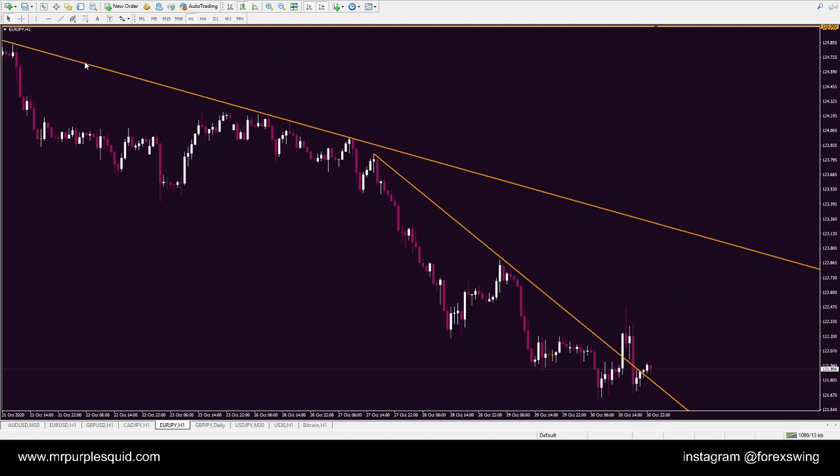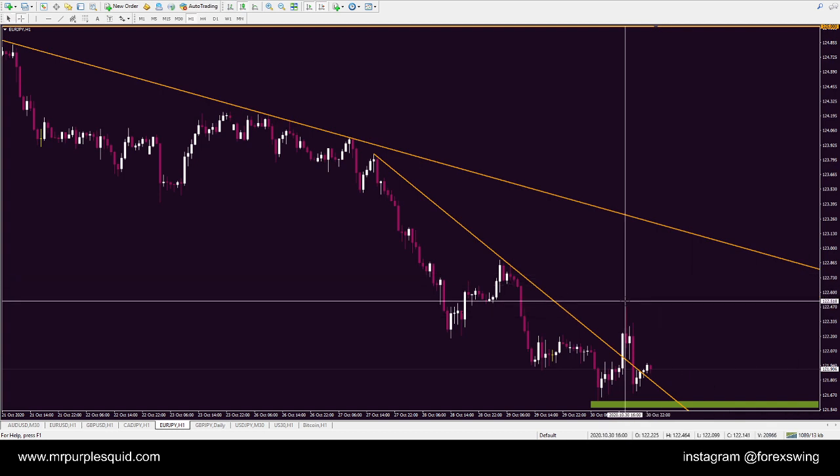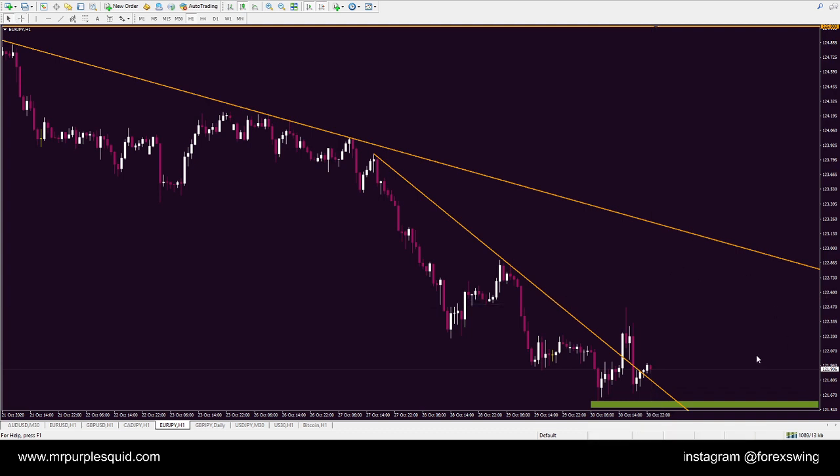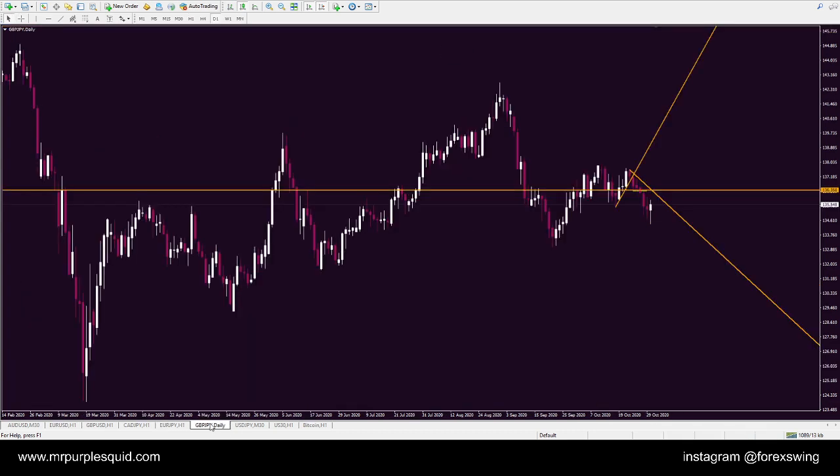So for me, I would actually take a break of this low. If I get a strong break of this low, I would definitely sell. Not interested in a buy for this one, definitely not interested. So if I get a strong break of this low, I would sell. Moving on to GJ.